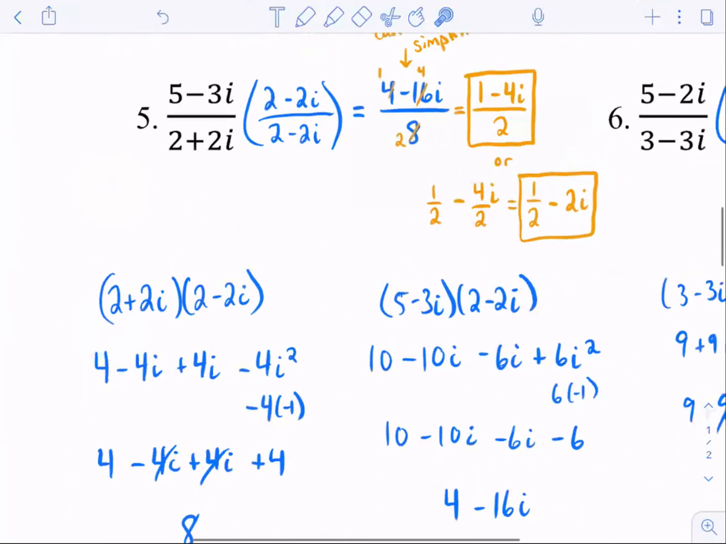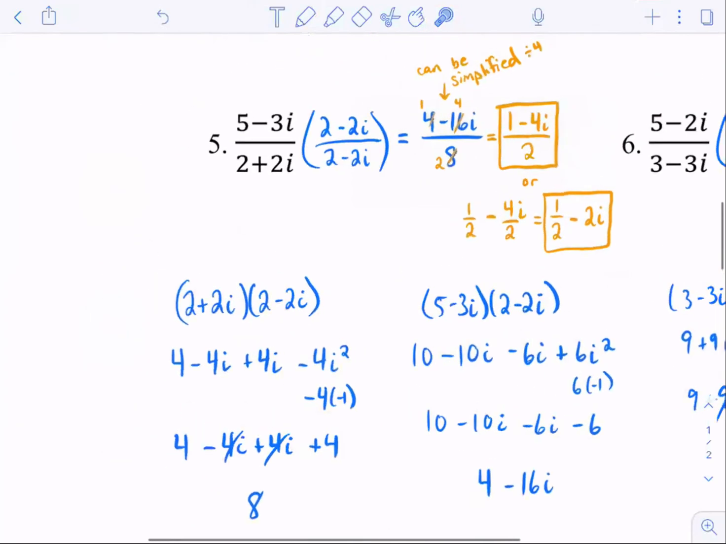Number 5, now most of you probably got this answer, 4 minus 16i over 8. But if all 3 of these numbers can be divided by something, so they all could be divided by 4, then you can simplify it. So it's 1 minus 4i over 2. Or if you split it, then you can even simplify this further. So any one of these 2 answers is acceptable if it's in simplest form.